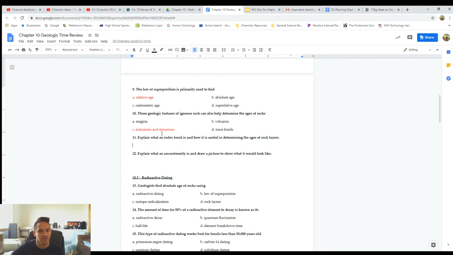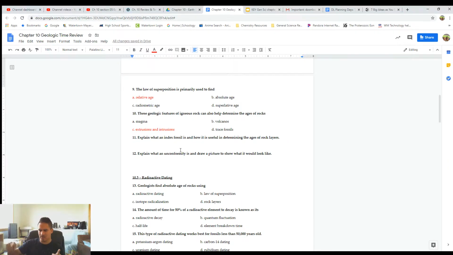All right, number 11, explain what an index fossil is and how it is useful in determining the ages of rock layers. Remember that index fossils are fossils of organisms that were around for a relatively short period of time. And they help us determine the age of rock layers because we can use those fossils.